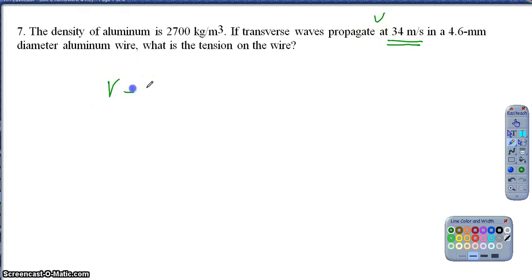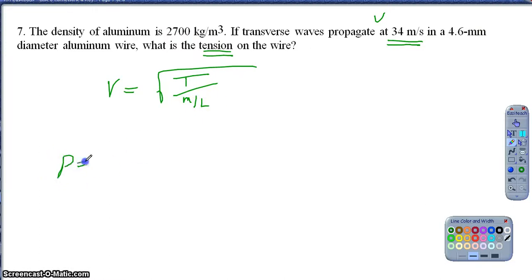And hopefully that jumps out as we can use the wave velocity on a string, which is the square root of the tension, I almost said period, the tension divided by mass per length, right? So they're asking us to find the tension, which is one reason I'm using this equation. They give me the velocity, and then they give me the density and the diameter, right? So how can I use those two to help me with the mass per length?